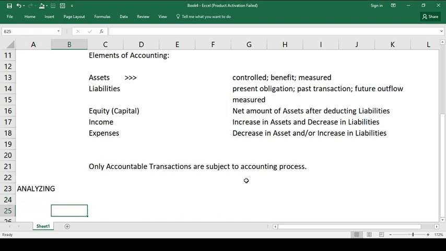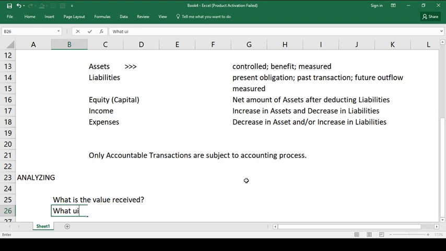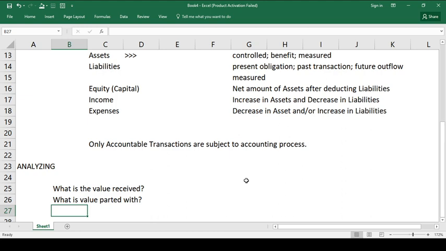We are going to analyze by answering the question: what is the value received, and what is the value parted with. Yun po yung tanong na dapat nating masagutan, on analyzing what value is received and what value is being parted with. Yun po ang dapat nating masagot.